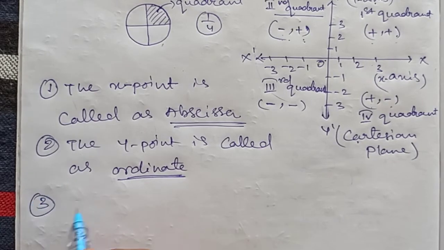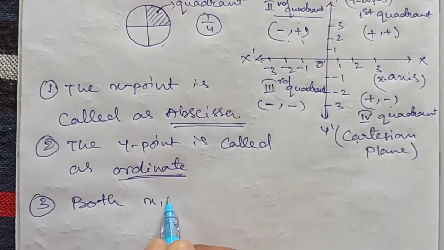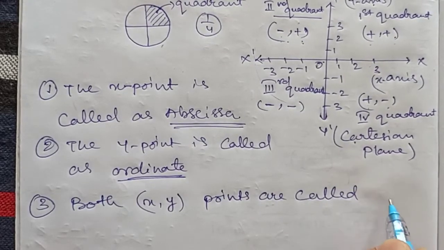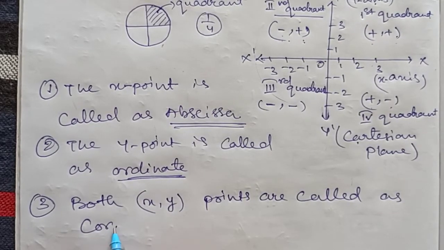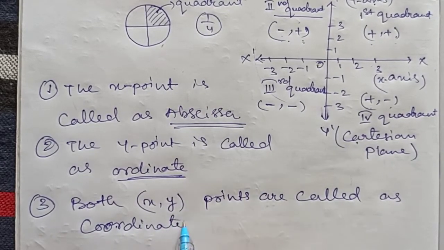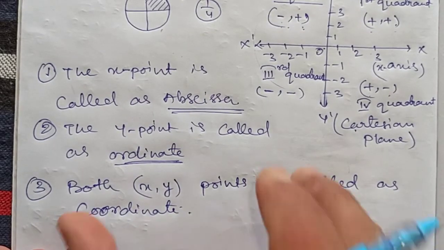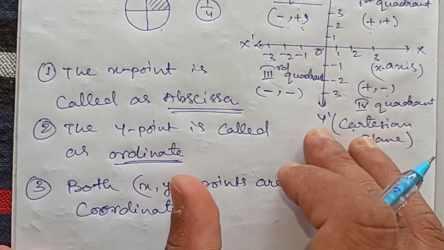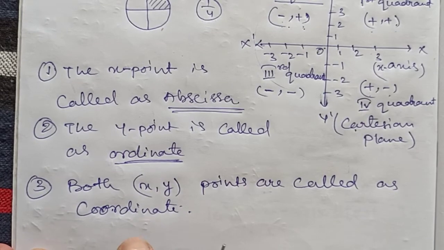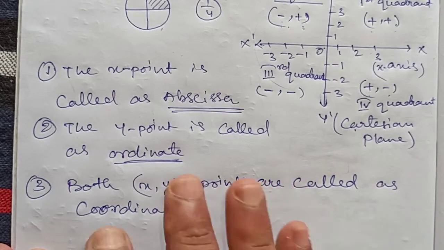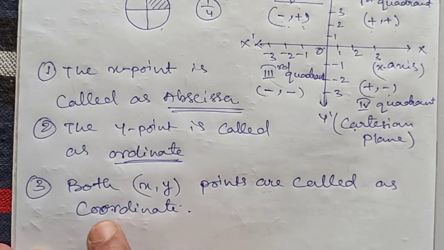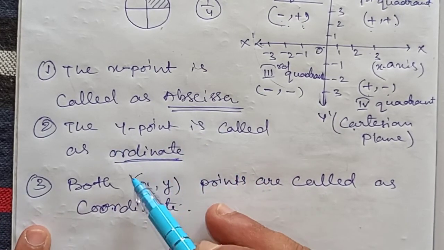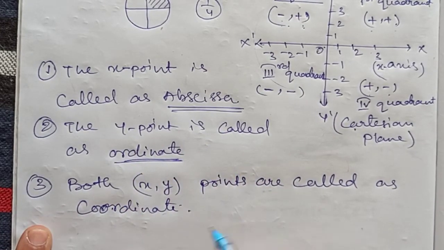When both the points, x and y, are taken together, they are called the coordinate. That's why the name of this chapter is coordinate geometry. Geometry means we will draw so many lines. Wherever we draw lines, triangles, squares, it is taken as geometry. So this chapter is treated as coordinate geometry, because the x point is called the abscissa, the y point is called the ordinate, and both x and y together are called the coordinate.